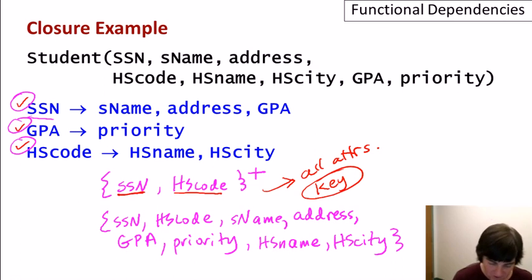And in fact, if you think about it, social security number and high school code together are a natural key for the relation. A student might go to multiple high schools, but there's no reason to have more than one tuple with the combination of a particular student and the high school they attended.